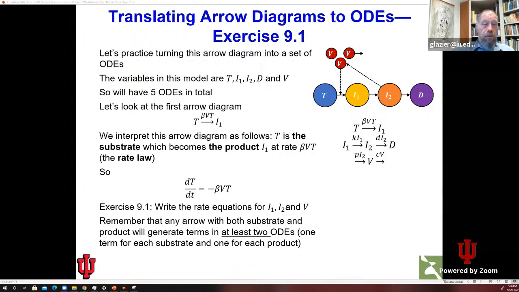And I'll point out that when you have complex stoichiometry, like suppose I had T plus 1/100th of V goes to I1, then writing the rate laws is a little bit more complicated because you have to make sure everything is consistent when you add things up. But in these cases where you have one element of each thing on either end, then it's a little easier to do.